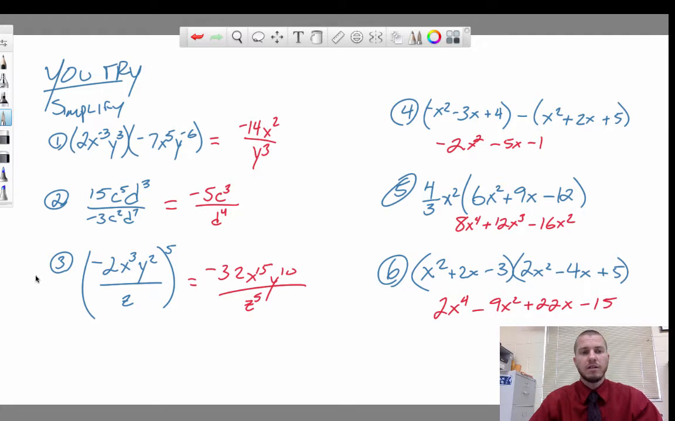Okay, so here are the answers. First one, negative 14x squared over y cubed. The second one simplifies to negative 5c to the third over d to the fourth. And I'm not going to read every one, but you see these answers, and I'm going to take some time and go over them if you need them.